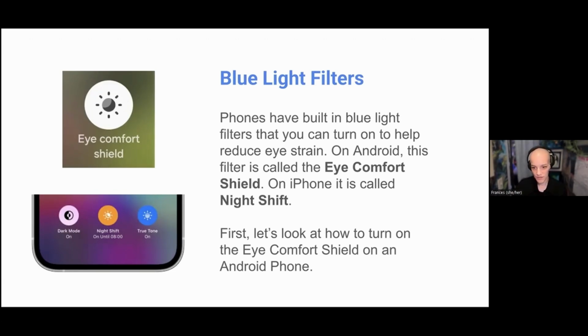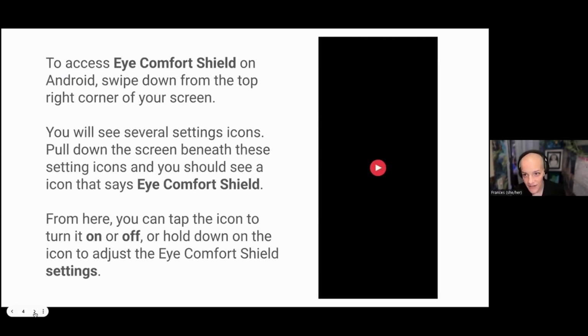Let's start with Android, and we'll look at how to turn on the Eye Comfort Shield from your home screen. So to access the Eye Comfort Shield on your Android phone, what you need to do is swipe down from the top right corner of your screen.